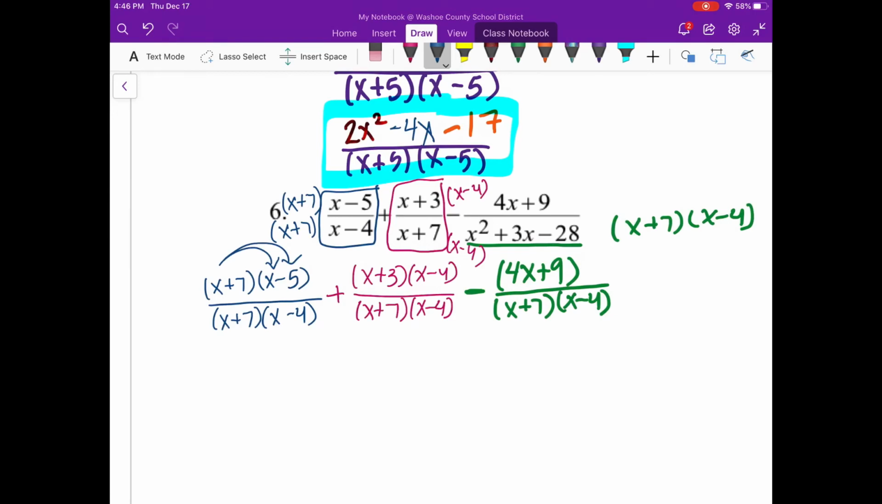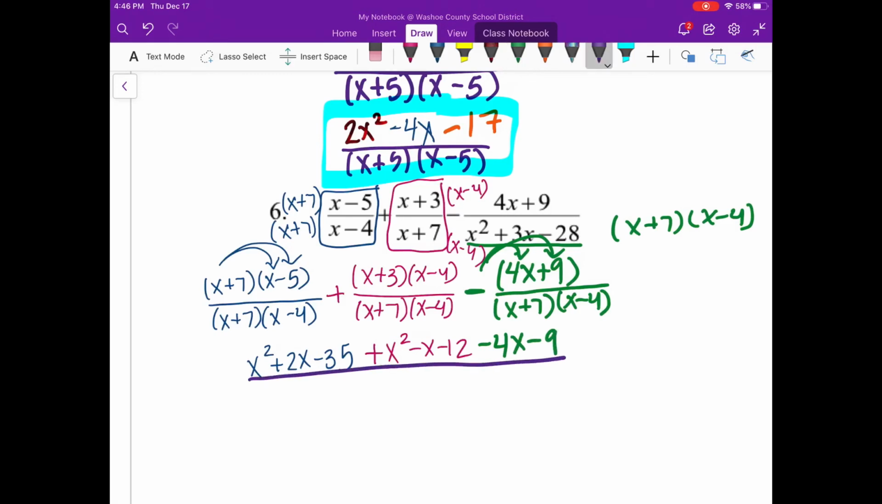You are going to need to distribute these out, meaning that my new numerator for the blue one is x squared plus 2x minus 35. And then for the pink one, that's a plus, so I'm going to just say plus here, x squared minus x minus 12. And then the green one, remember, distribute that negative through, minus 4x minus 9. And all of that is over the common factor that we found of x plus 7, x minus 4.